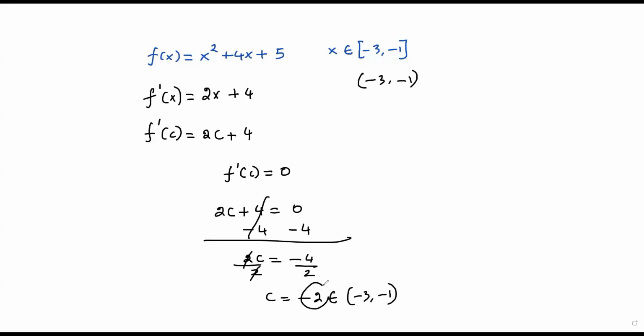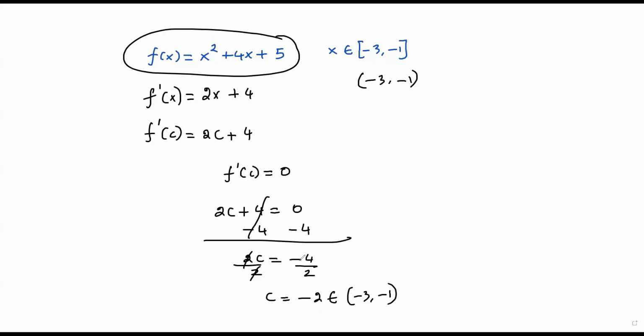So this is the value of c which satisfies Rolle's theorem. That is, if I draw a tangent line to this curve, f of x equals x squared plus 4x plus 5, at x equals negative 2, that tangent line will be horizontal.